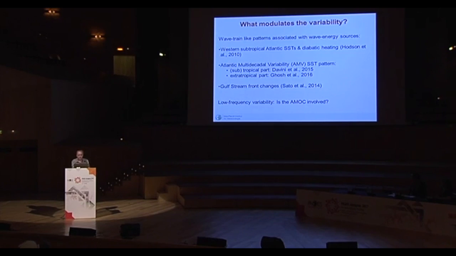So coming now to the next question, what modulates this variability? If you have such a Rossby wave train somewhere, the question comes, where does the energy come from? Some studies said it comes from the tropics, and other studies connected it to the Atlantic multidecadal variability, where some studied the tropical part and others the extratropical part. Another story was suggested by Sarto in a recent paper, 2014, a meaning shift in the Gulf Stream and associated diabatic heating. And the other question is, seeing these low-frequency variations and maybe some connection with the ocean, is the AMOC involved? In particular, we will have 2 more talks on AMOC in the next half hour.